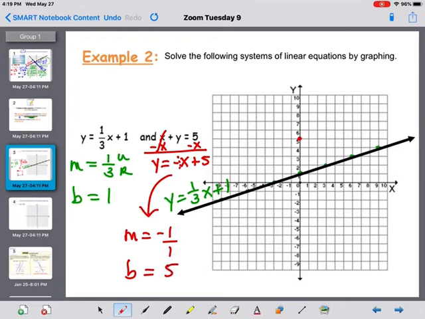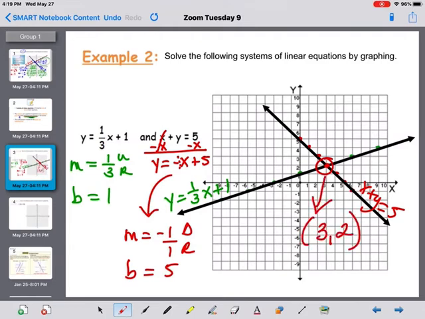So first point I am plotting is +5 on the y-axis. From there, my slope is negative, so I'm going down 1 and to the right 1. And I'm going to keep going until I cross over that line. And once I cross over that line, I know that I found my solution. So I'm going to form my line through these points. I'm going to write my equation on the line. And I want to identify that solution. And that ordered pair would be at (3, 2).